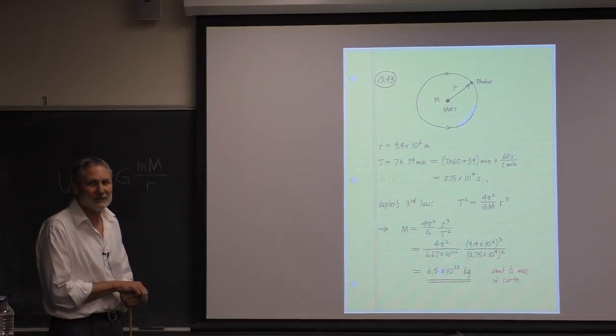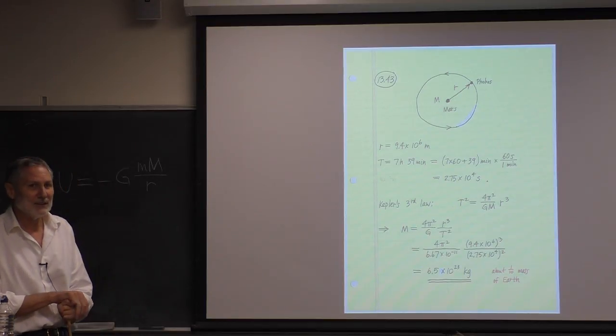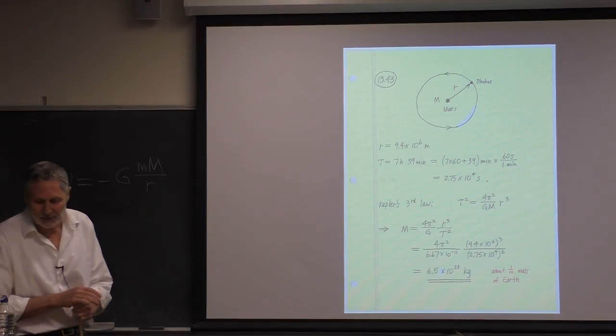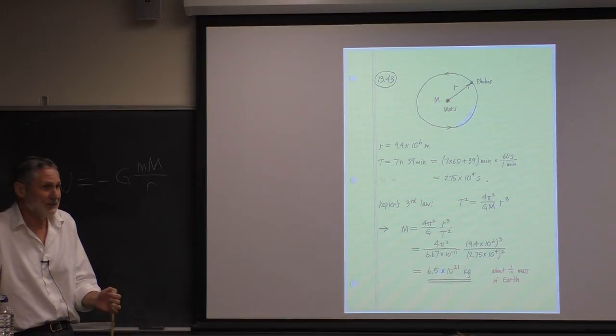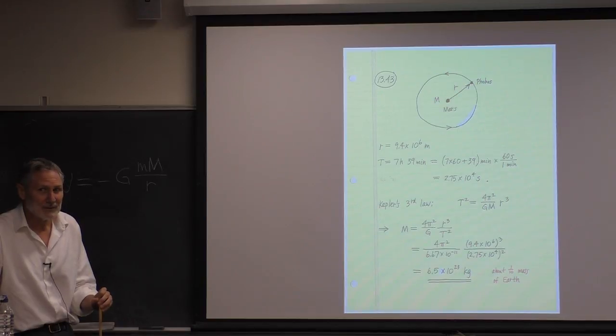Now, what's interesting about this is we can use Kepler's third law to determine the mass of Mars. And this is one way of finding the masses of astronomical bodies. I don't know much about this, and I didn't look it up on the internet. There probably are other ways, but I think this is the standard way, I would guess.